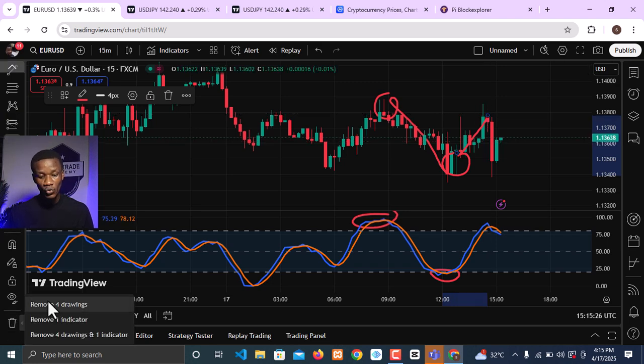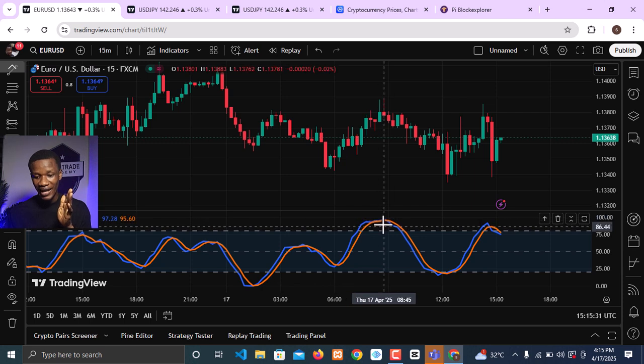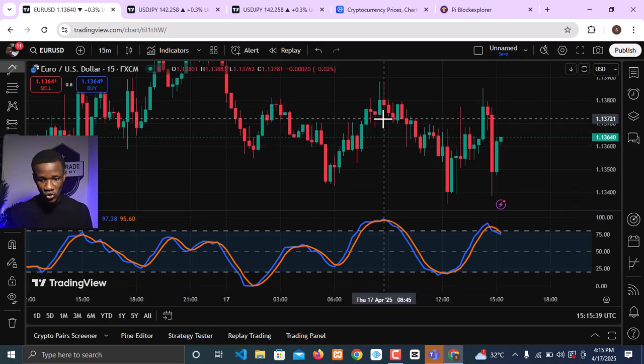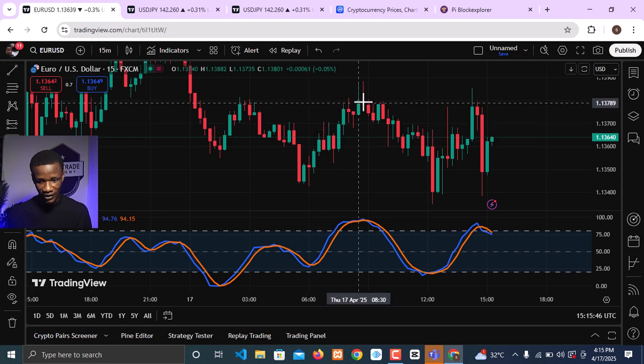The next thing we want to do is to mark the candle where the lines in the stochastic RSI cross over each other, and ensure that there are two consecutive candles. For example, in this case, we have a crossover at this point, that is on this candle, this bear candle right here.